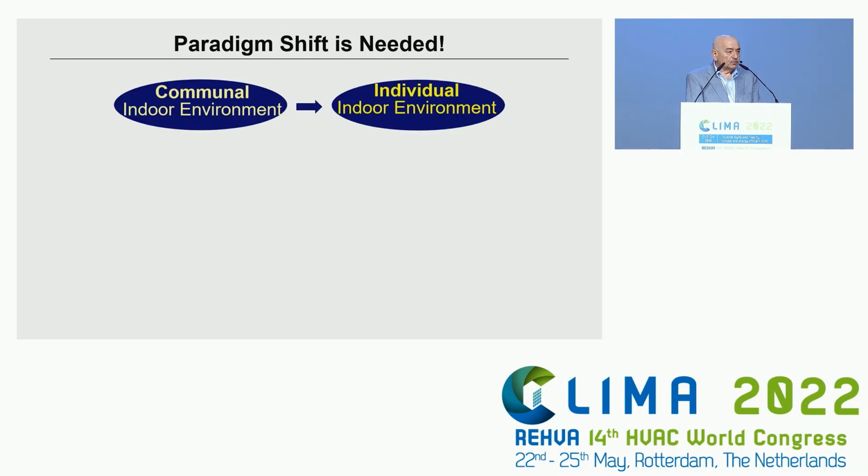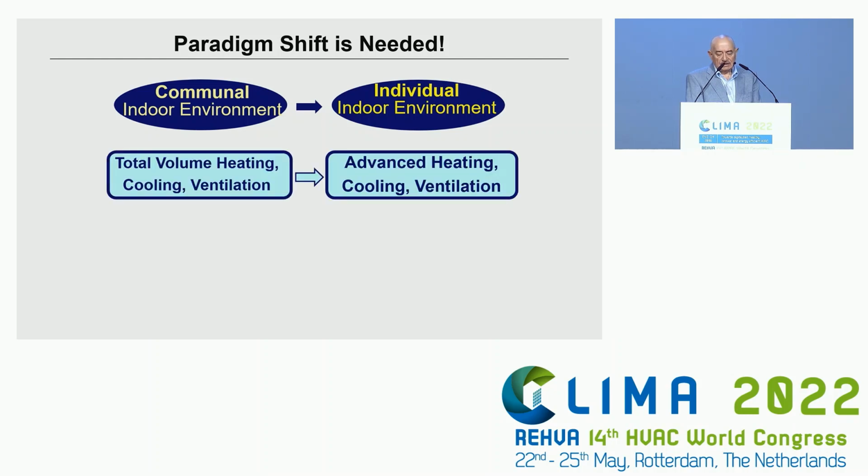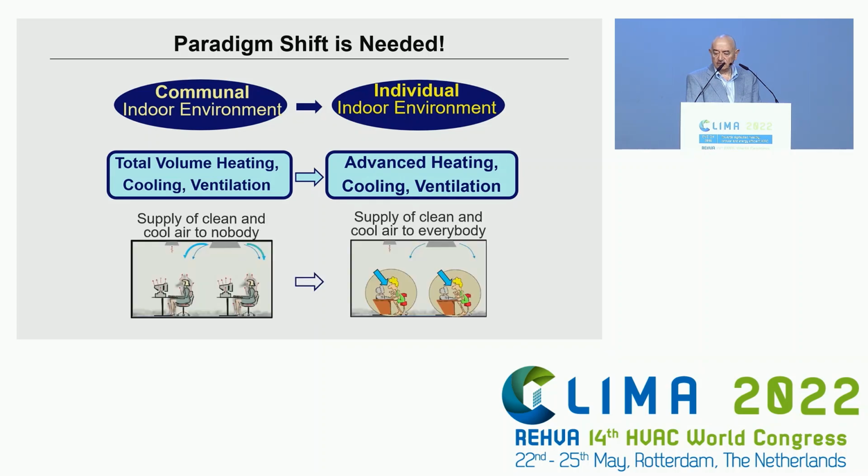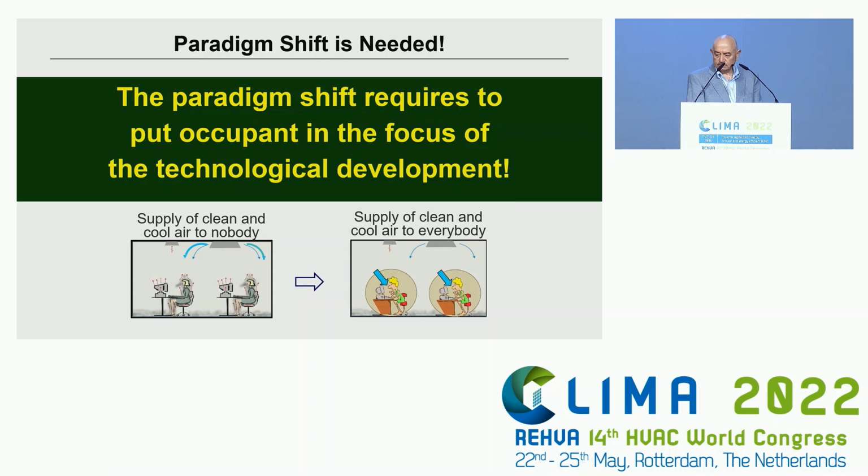First, we should go from a communal indoor environment to an individual indoor environment. We should go from total volume ventilation or heating and cooling to individual, advanced heating, cooling, and ventilation. Instead of ventilating as we do today, where we in fact supply the air to nobody and aim for as much mixing as possible, we should supply at least part of this air locally to each workstation. So the occupant, while at the workstation, breathes cleaner air. And that is not very difficult. The paradigm shift requires that we focus on each occupant, not on the room, and not on the average occupant who does not exist.